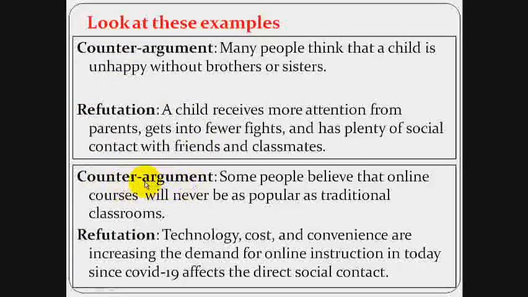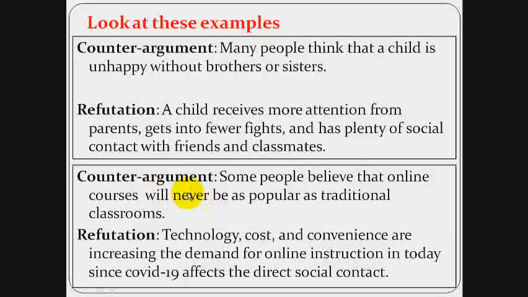Let us take another example about the counter argument. Some people believe that online courses will never be as popular as traditional classrooms. In this one, the writer is saying traditional classrooms are always popular when compared to other ways of learning. This is a counter argument. The writer may be saying that the traditional way of learning is much better than online learning. And this is the refutation about that opinion.